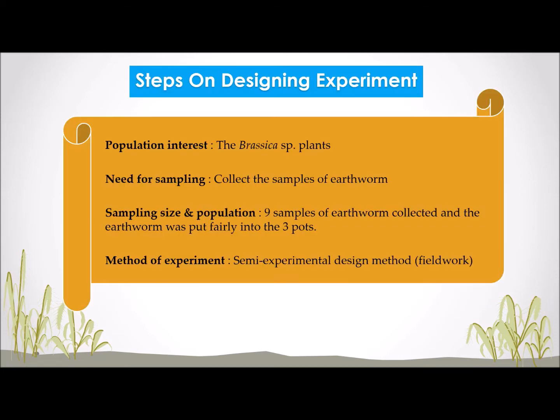Steps on designing experiment. Population of interest is the Brassica sp plants, where we focus on the growth of the plant. Need for sampling. The sampling is a must as we need to collect the samples of the earthworm. Sampling size and population. 9 samples of earthworm were collected and the earthworm was put fairly into the 3 pots.